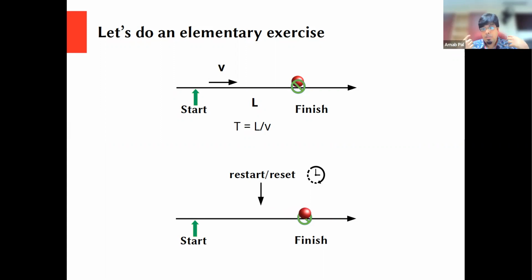Because the time of restart is random, you now need to talk about some sort of random averaging. Our intuition tells us that this T should be greater than L by V, because of the restart you have this additional time, so the time should be larger than L by V. This is something we understand. It is a very simple process. We understood that restart in this process basically hindered the search.